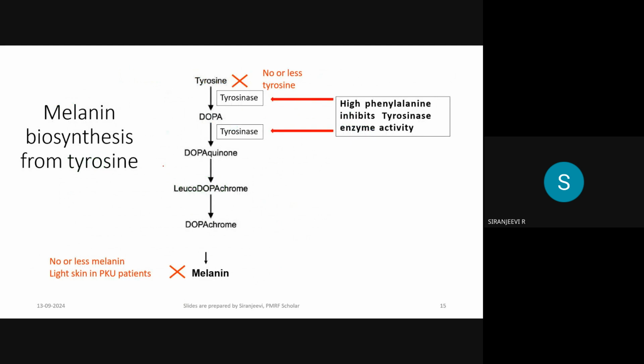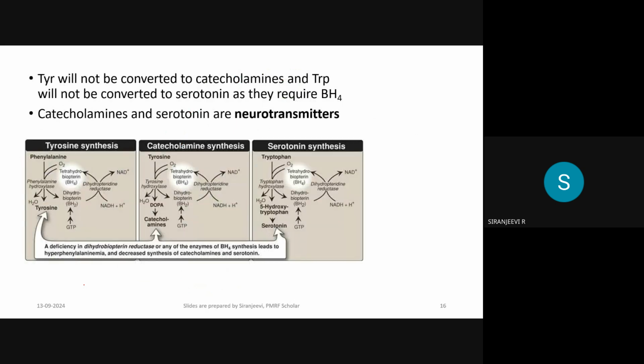So the next synthesis, not exactly from the phenylalanine, it's synthesis from the tyrosine. So the tyrosine is converted into dopa and then dopaquinone and then leucodopachrome and then the dopachrome and then finally the melanin will be formed. And this melanin will not be there if the phenylalanine is not metabolized properly. So this leads to no or less melanin in the body and then light skin in the phenylketonuria patients. And next, this phenylalanine is also important for the production of the catecholamines.